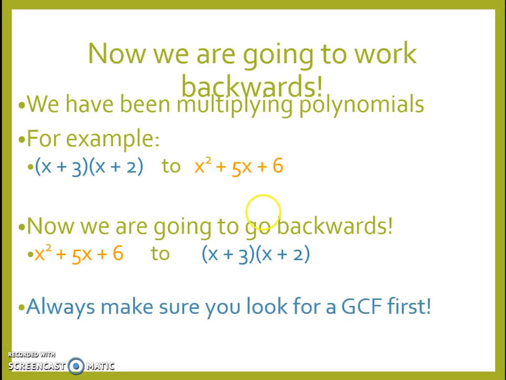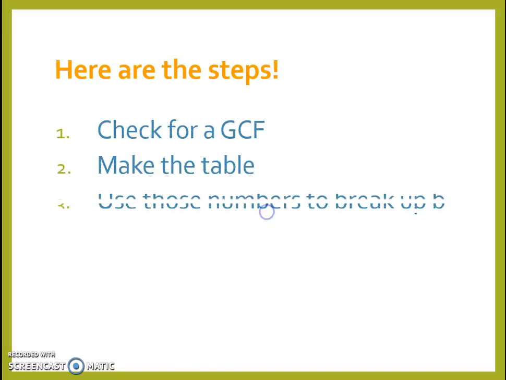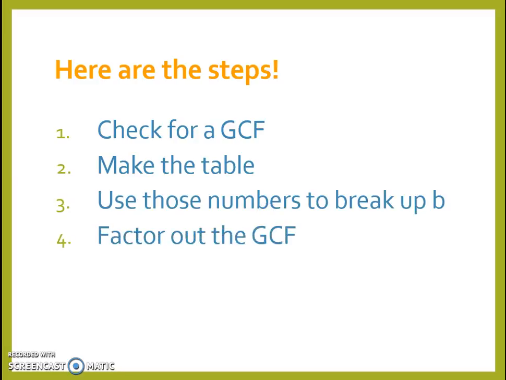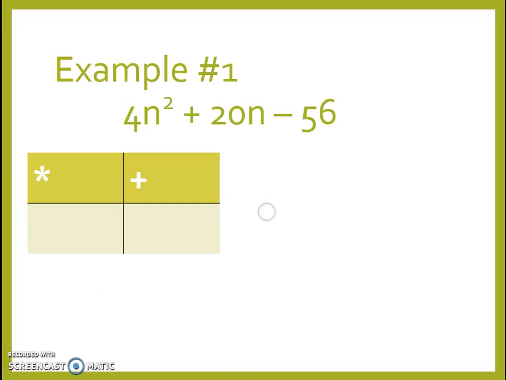The one thing you really need to remember is to make sure you look for a greatest common factor first. So here are the steps. You're going to check for a greatest common factor. You're going to make a table. Use those numbers to break up b. Factor the greatest common factor out. Watch your signs, and write your answer.